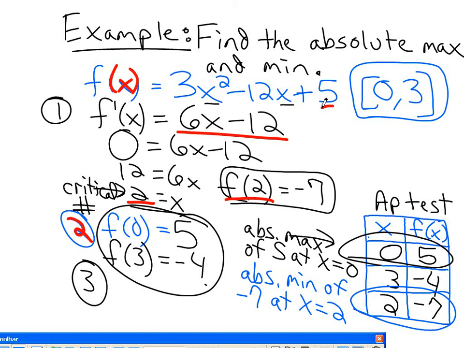Then what you want to do is make a little table. I noticed that on your third response, they have this little table. You plug in whatever your critical numbers are, and also your endpoints. You'll notice I have everything here, x and f of x, and then I just look and see, oh look, the 5 is the biggest, so that's the absolute max at x equals 0, and the actual max value is 5. The absolute minimum value is negative 7 at x equals 2. Okay? So that should be good.